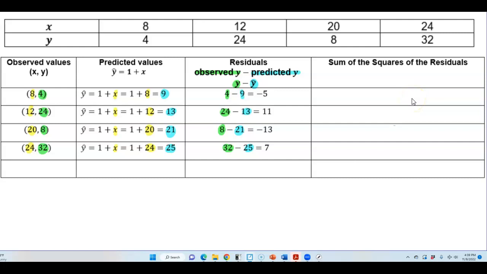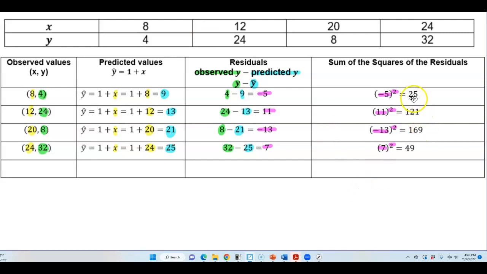Now in the last column, we're going to take each one of these residuals and square them. If we take the value of negative 5 and square it, we get positive 25. If we take the next residual of 11 and square it, that gives us 121. The next residual, negative 13, squared gives us 169. And for the last residual of 7, 7 squared gives us 49.